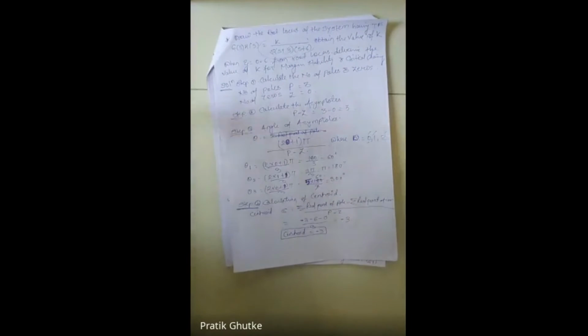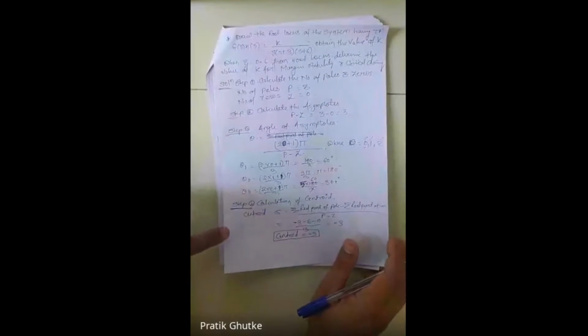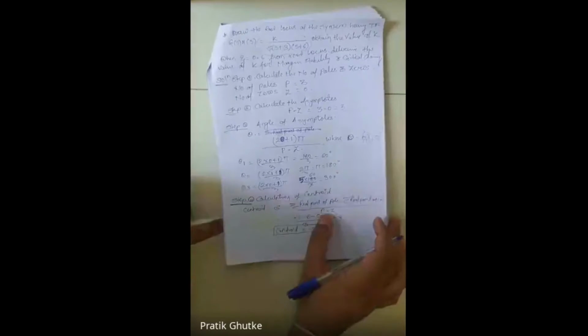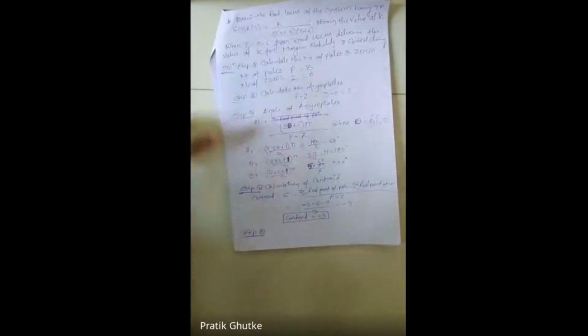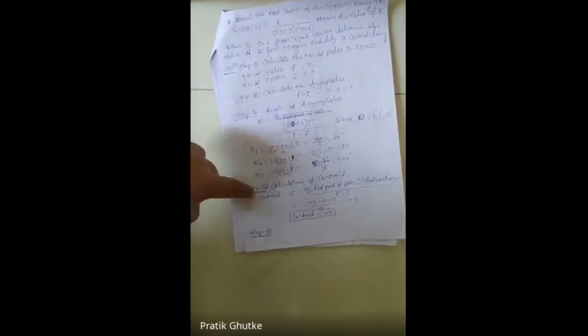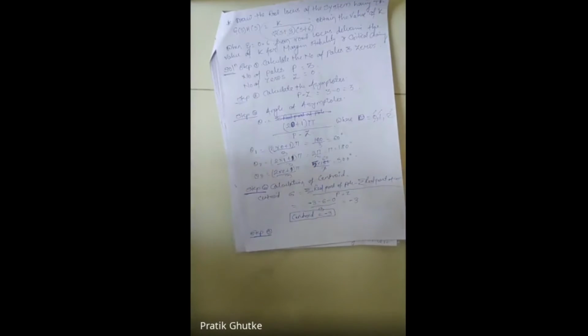Why have we calculated this centroid? The centroid is calculated because the angle of asymptotes, which we calculated previously, will emanate from the centroid only. The centroid's work is nothing but to take the angle of asymptotes from itself. So that's why we have calculated the centroid. Now the next step is very important. Step 5. Remember these steps only. Step 1, calculate the number of poles and zeros, then the asymptotes, then the angle of asymptotes, then the centroid, and then a very important step: calculate the breakaway point.